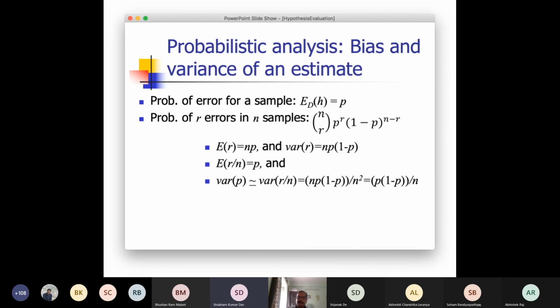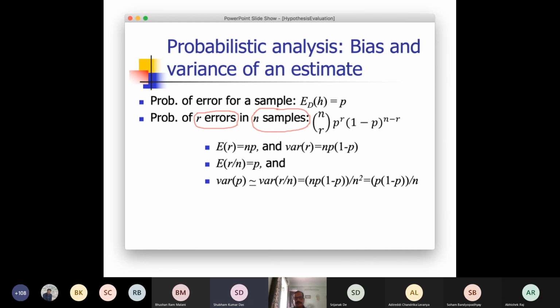So what is r by n, sir? R is already defined. R is the number of times you find an error has occurred, that is, a sample is erroneous. That means the hypothesis and target function do not agree; your predicted labels are erroneous. Here n is the size of your data set on which you are testing.